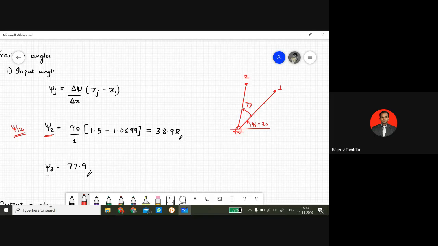Similarly, for psi 3 also, you have found this by using the formula and referring to x1. So the angle is measured with respect to 1. So the third position is measured with respect to 1, from 1 till here. So the second is 38, and the third, yeah, 38. Correct, right? So this is 38 and this is 77.9. Okay, this is for input.